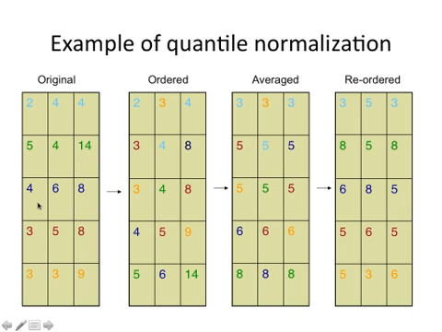Well, the way I set this up, just to motivate quantile normalization, the first and the third array are replicates. They're supposed to be the same, the way I set this example up. And we're going to see how quantile normalization gets that back.